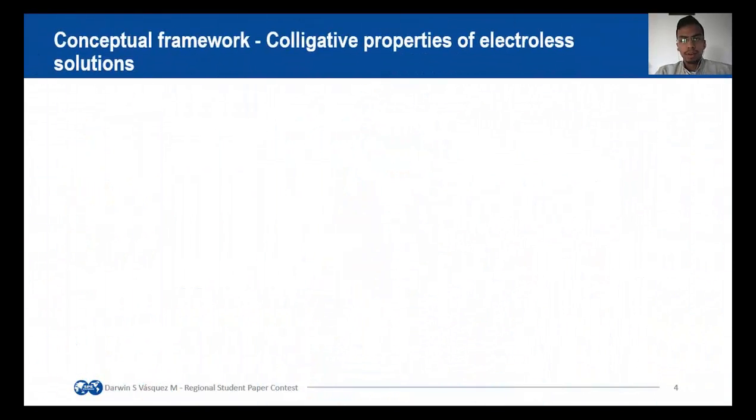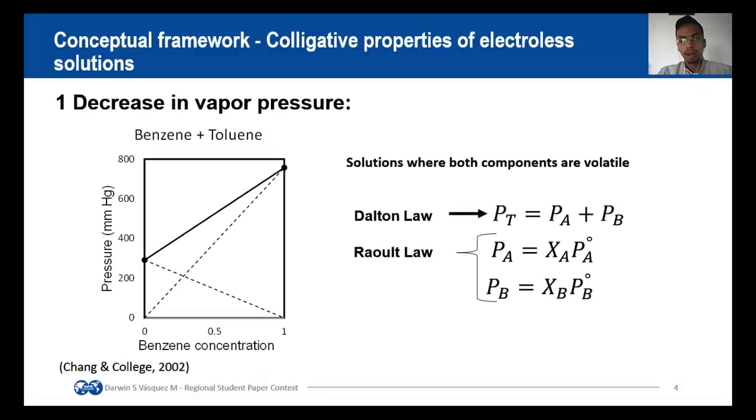The colligative properties depend on the number of particles and not on the nature of the solute. They are a consequence of the reduction of the solvent chemical potential and are more notable with increased solute concentration. The first property is the decrease in vapor pressure. The laws of Raoult and Dalton describe the behavior of ideal mixtures, such as benzene and toluene. As toluene is added, vapor pressure decreases following a straight line, as you see here.